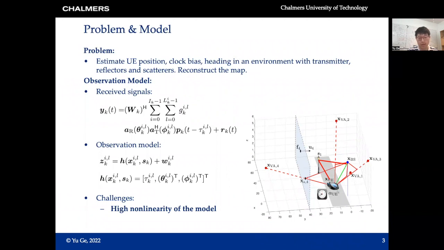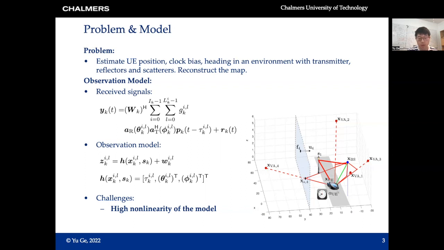The picture on the right is the same as the one we had in downtown Singapore, but more mathematical. Here we have a base station and we already know where it is. Here we have a vehicle with unknown position, unknown heading, and clock bias. The signal sent from the base station to the user could be line-of-sight, as shown in this green line. Those signals could also be bounced in the environment. For example, the signals can be bounced by some surface like a wall and then reach the user.